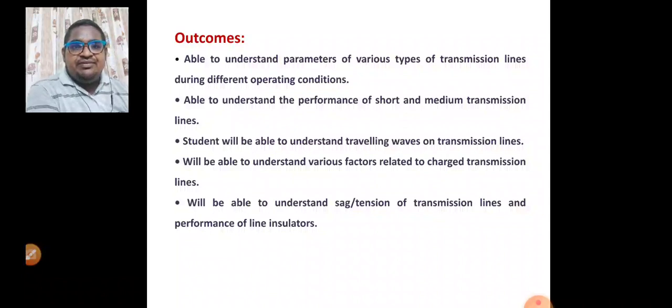And you will be able to understand the traveling waves on the transmission line, that is the transients, and you will be able to understand the various factors related to charge transmission line. You will be able to understand sag, tension of transmission lines and performance of the insulator. So these are the outcomes for this subject.